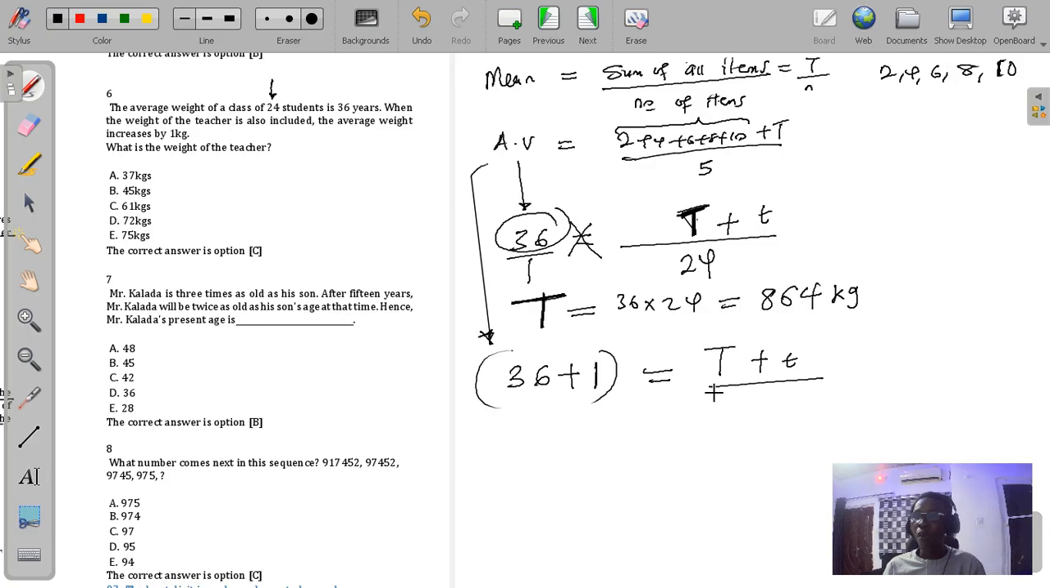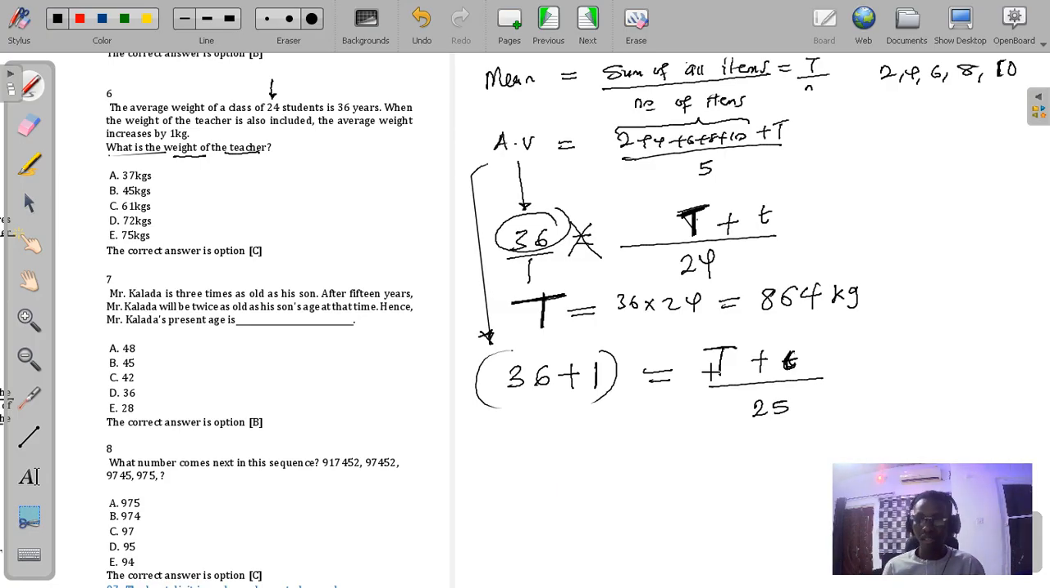how many items do we have now? We are considering 25 people in this problem since the teacher is now included. Instead of 24, initially we have 24 students. If the teacher is also included, then the number of items we are dealing with now is 25. And remember that T has already been calculated as 864. So all I need to do is solve for this small t so that I will get the weight of the teacher. I think that's exactly what is being asked. What is the weight of the teacher? This T is the total weight of all the students.